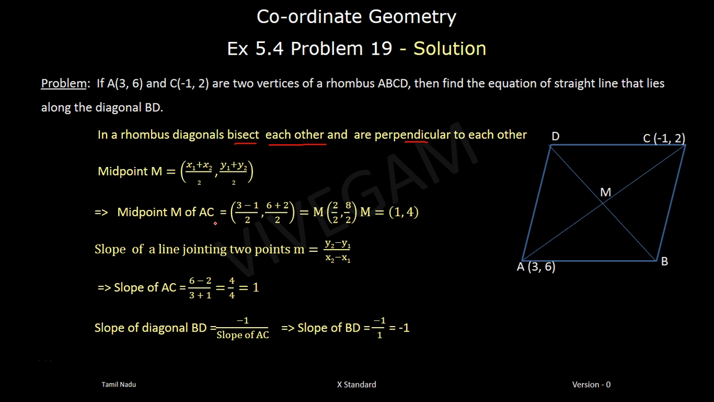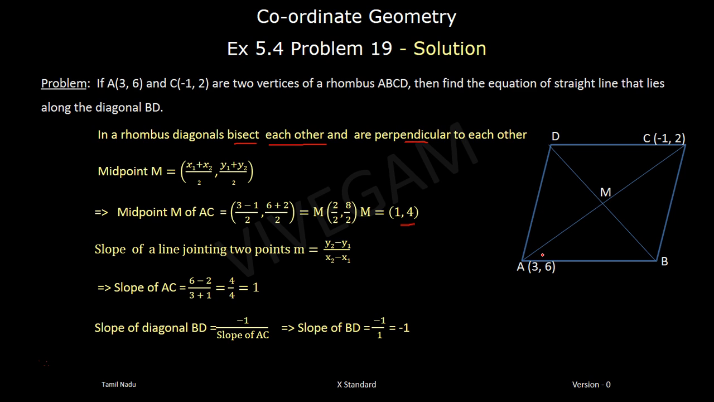So let's find the midpoint of AC using the midpoint formula. This is x1, y1, this is x2, y2. So (x1 plus x2) by 2, that is 3 minus 1 divided by 2, and 6 plus 2 by 2. That's the midpoint. So that gives you 2 by 2, and this is 8 by 2. So the point is 1, 4. So point M is 1, 4.